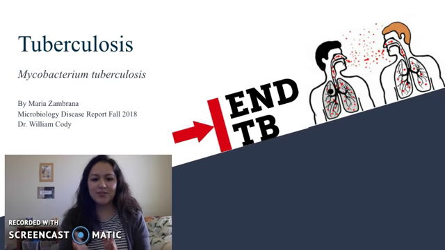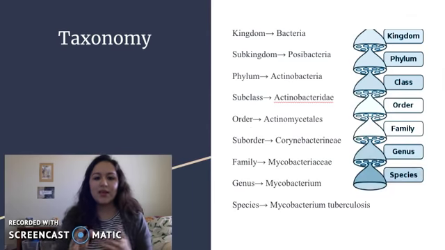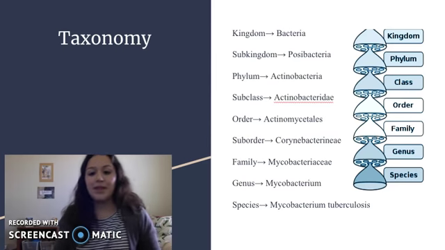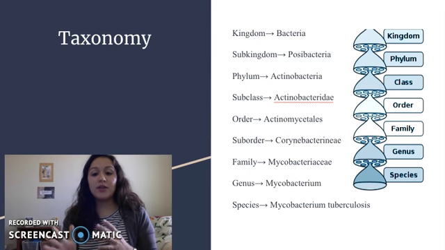So the name of tuberculosis is actually Mycobacterium tuberculosis, and a little bit about the taxonomy of TB is that it belongs in the kingdom of bacteria. And it has the subkingdom of Posibacteria, the phylum of Actinobacteria, the subclass of Actinobacteridae, order of Actinomycetales, and the suborder of Corynebacterineae, family of Mycobacteriaceae, and the genus of Mycobacterium. So what's interesting about all that is that it actually falls in the same genus as leprosy.